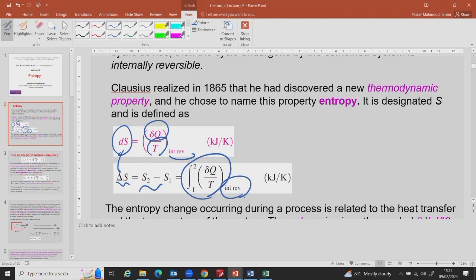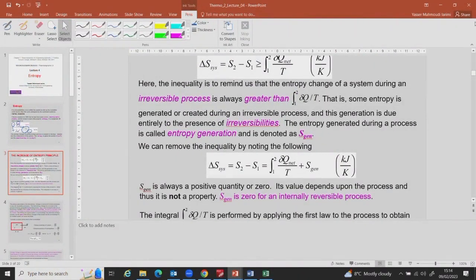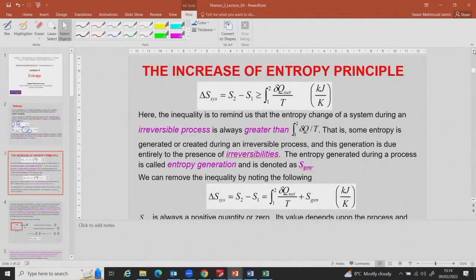You know that, but in reality, we do not have a reversible process. And that's why while we exchanged apples, there was an increase in entropy. And that's why delta S of a system, it's called the principle of increase in entropy: S2 minus S1 is always bigger than the integral of delta Q over T. If I convert this inequality to an equal sign, it's going to be this term plus S generation. There will always be a generation of entropy. Now, if generation is zero, then the change of entropy is the integral of Q over T. It happens only for reversible systems.